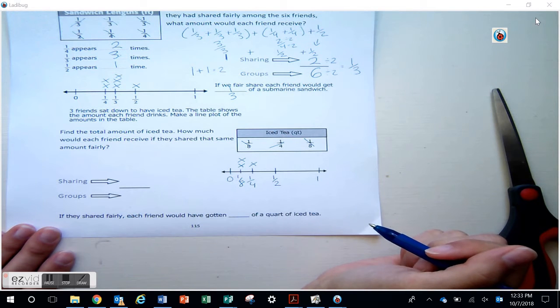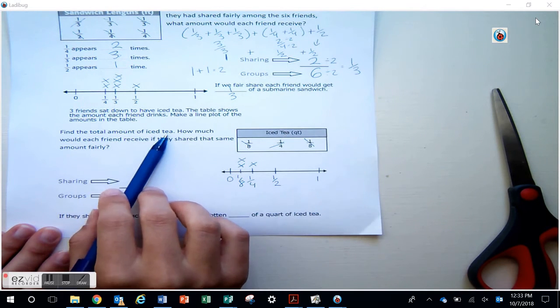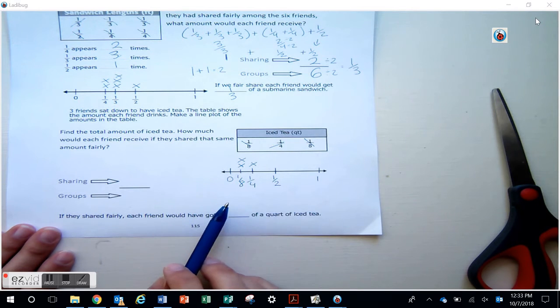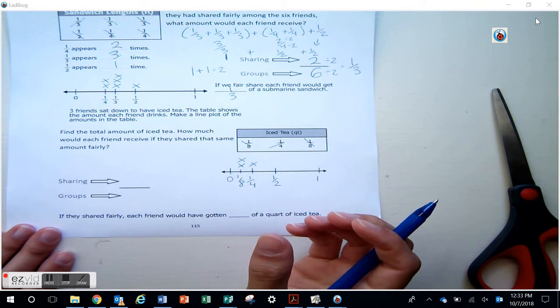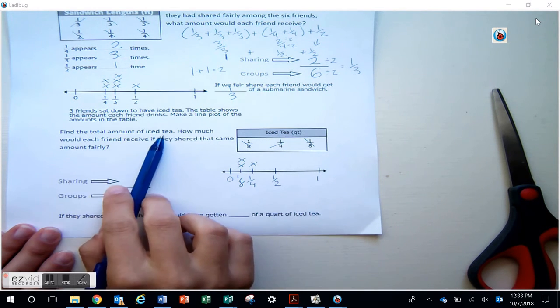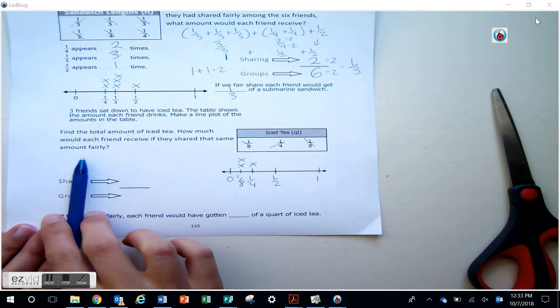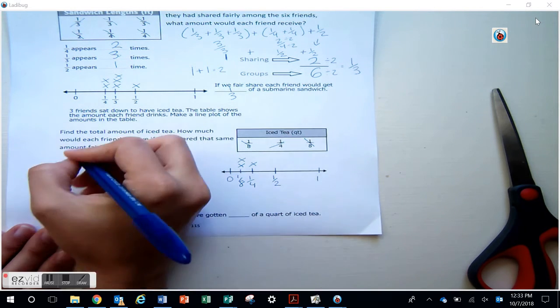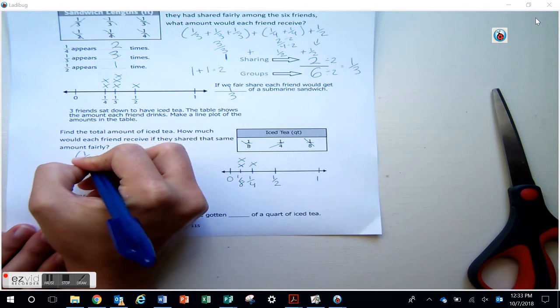So, find the total amount of iced tea. If we had taken the amount that they drank and poured it back into 1 cup or 1 glass, how much iced tea would there be? How much would each friend receive if they shared that same amount fairly? So let's go ahead and group our common denominators because those are the easiest for us to add right away.